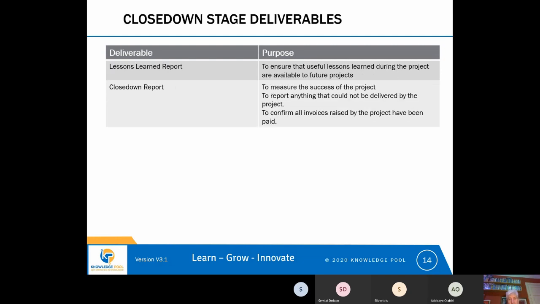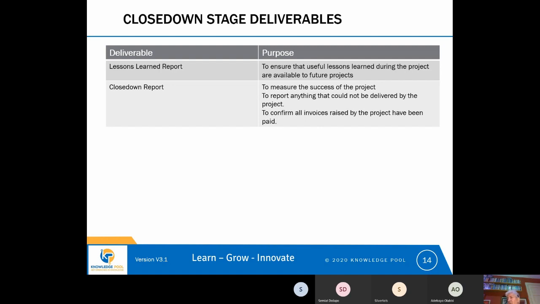So the close down stage we've mentioned is short. There are really only two deliverables that you tend to actually see in the close down stage. One is a close down report that measures the success of the project. It also reports anything that couldn't be delivered by the project. And I would recommend that it also confirms that all the invoices raised by the project have been paid, because the project isn't closed until all its finances have been dealt with.